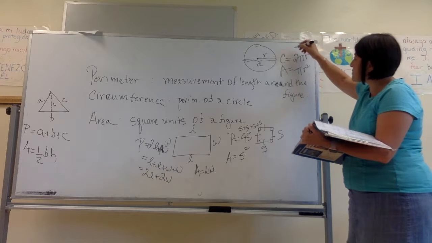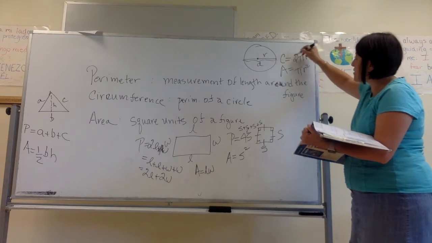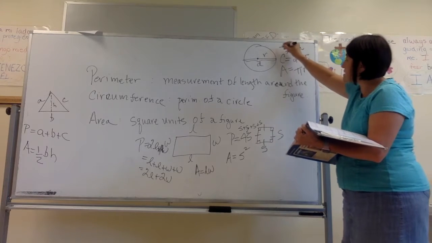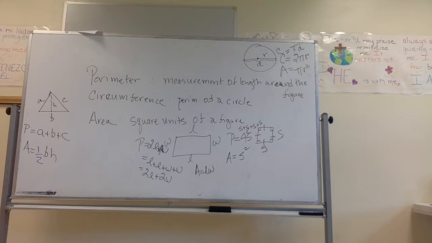Also, the circumference of a circle in terms of diameter: 2r is the same as a diameter, so pi d is also another way to say circumference, pi times the diameter. Because the radius is half of the diameter, 2r is 1 diameter.